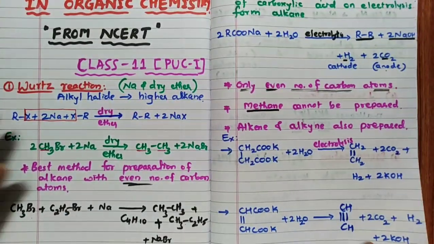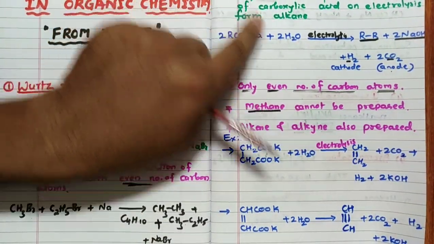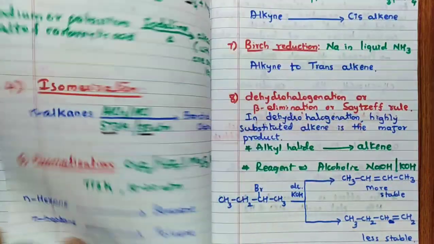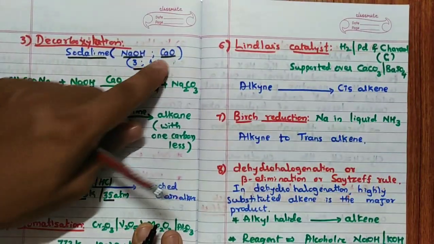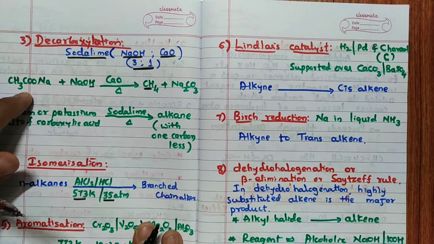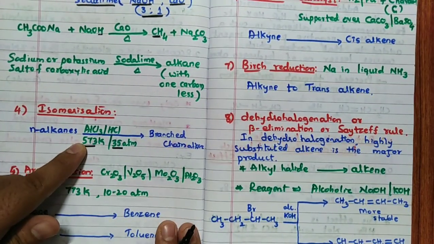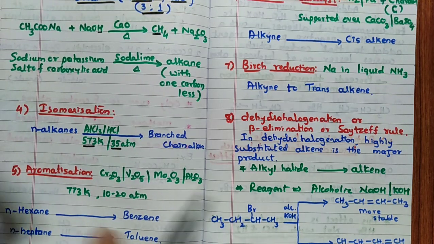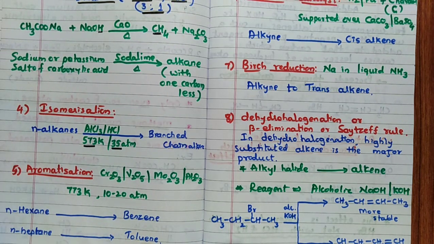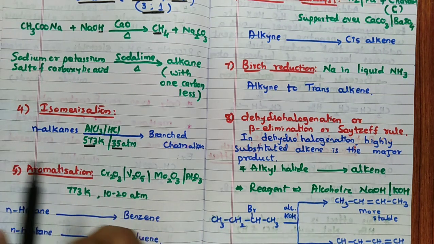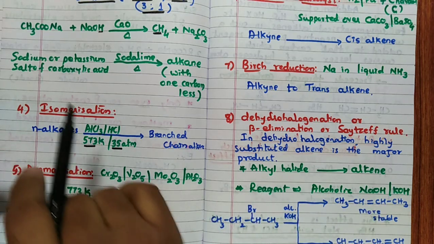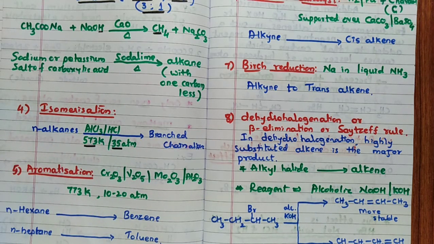Wurtz reaction, sodium and dry ether. Kolbe's reaction, electrolysis of sodium salt of carboxylic acid. Decarboxylation, soda lime, NaOH, carbon dioxide is removed and alkane is formed. Here n-alkane to branched alkane, AlCl3 and HCl. See, for those preparing for the 2021 exam, write all these reactants, catalysts or reagents on one particular page, and paste that page in front of you where you sit for study.